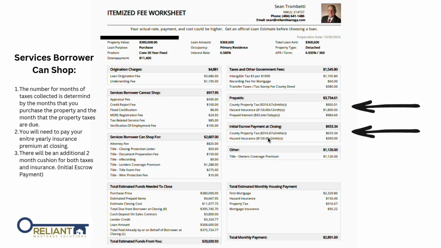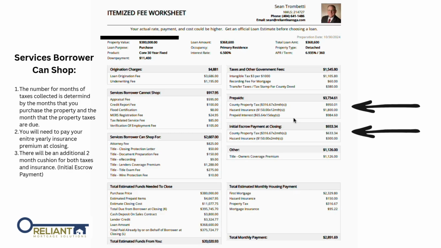And that's because your escrow account wants there to be both a running balance for the full year and also 2 additional months as basically backup for them as they go to pay your bills at the end of each year. So this will always display 2 months, and then the county property taxes will display based on the time of year and when your bill is due. And this one will always display 12 months, and the prepaid interest will be based on what day you close in any given month.